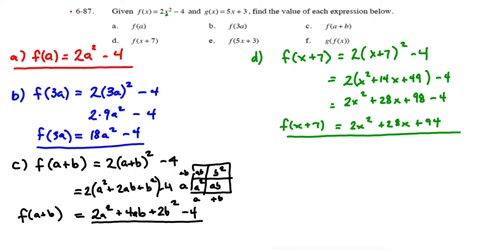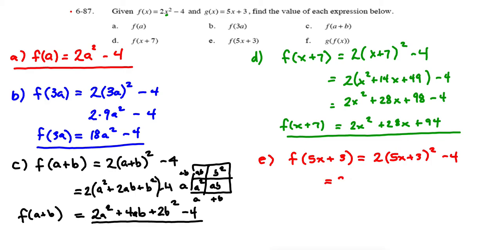Now we're going to do E. E, I'll just go back to red on this one, we've got a function of 5x plus 3 equals 2 times the quantity of 5x plus 3 squared minus 4. And like the previous two, we're going to do it the exact same way. Follow order of operations by getting rid of this exponent first by multiplying the binomials together.